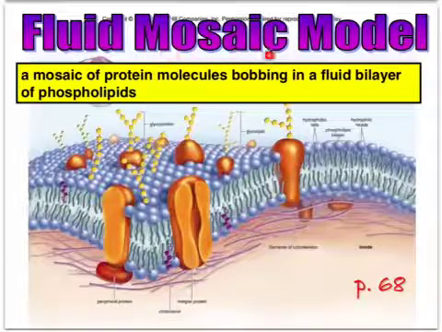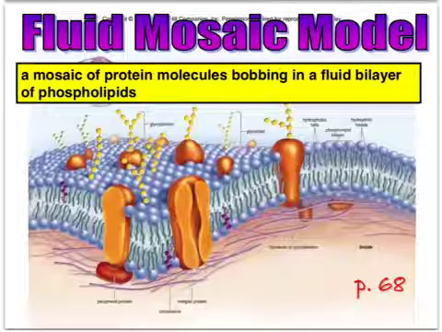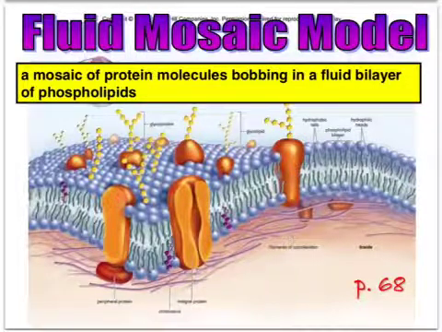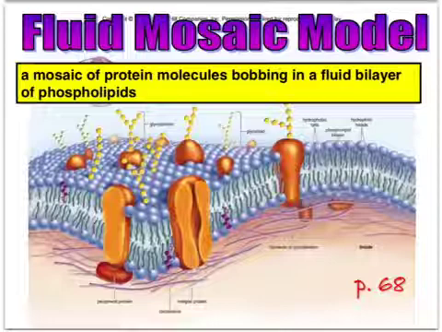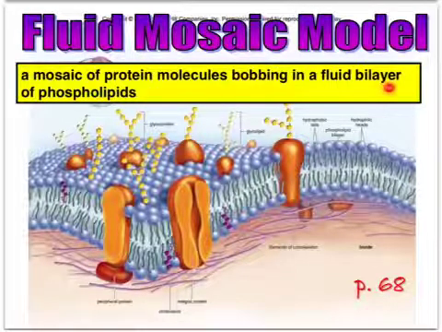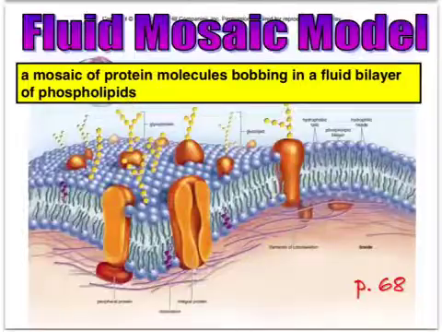The mosaic piece to it is that we have proteins. These proteins here are bobbing up and down throughout, moving side to side within this fluid bilayer. So this is usually described as a phospholipid fluid mosaic model. And so a typical test question would ask you to describe what that means. And you would state that it's a mosaic of protein molecules bobbing in a fluid bilayer of phospholipids.